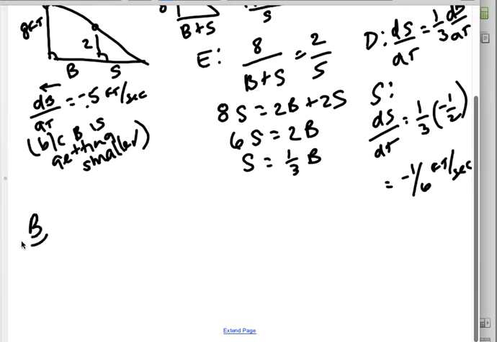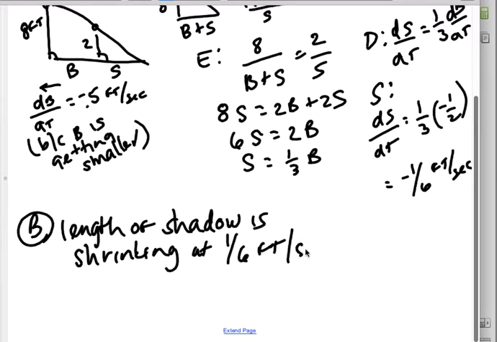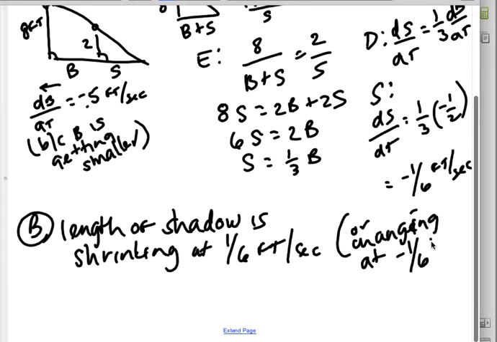So my answer to B is that the length of the shadow is shrinking at 1/6 feet per second, or I could have said changing and then included the negative, right? So if I put the word shrinking, that takes care of the negative for me. If I want to clarify that I should just say changing at a negative rate, that would be fine.